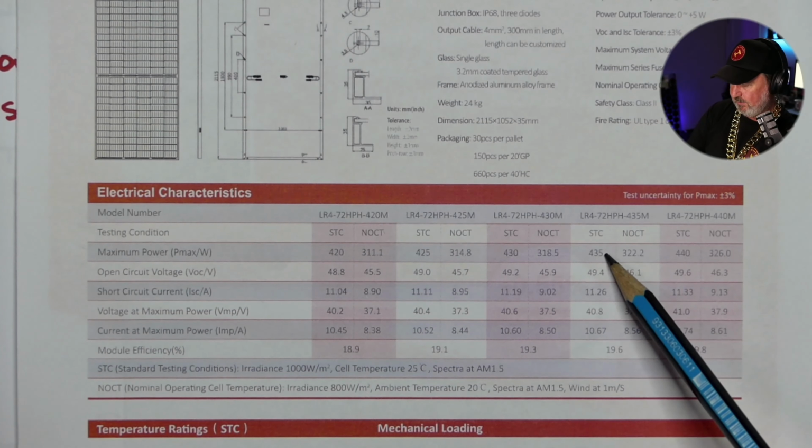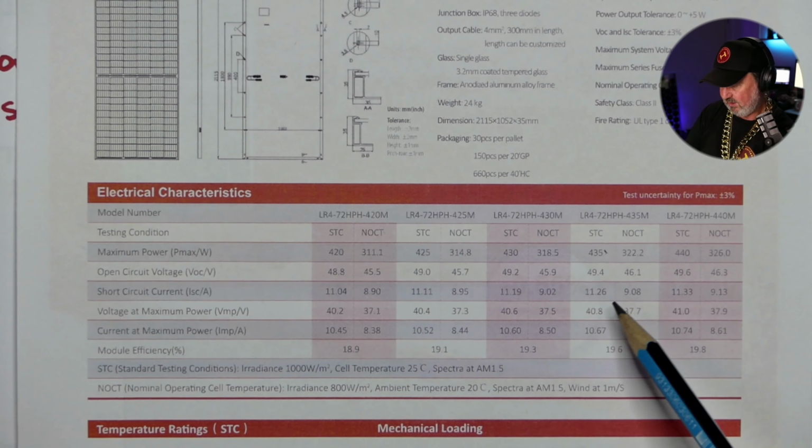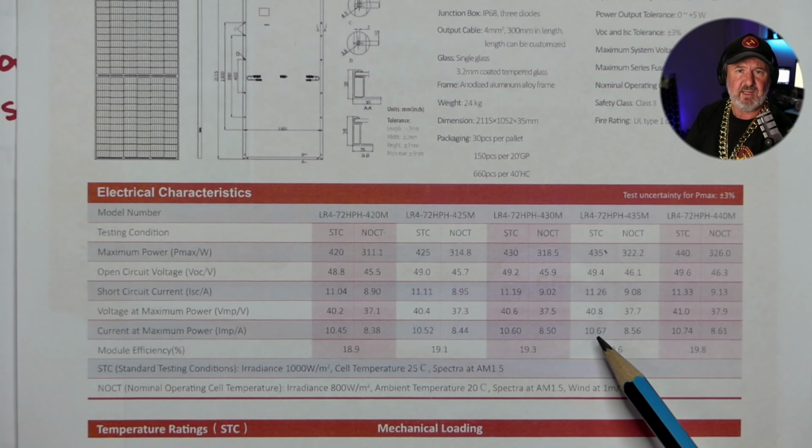And so the panel I'm looking at is the 435 watt Longi solar panel here, and its operating current is, where is it down here, 10.67 amps. But we're not really interested in its operating current. We want to know under fault conditions how much current can flow.